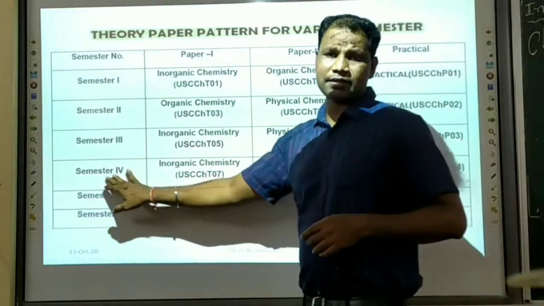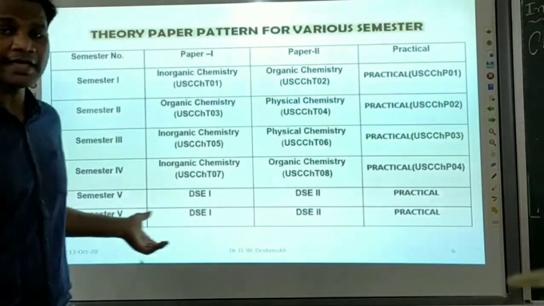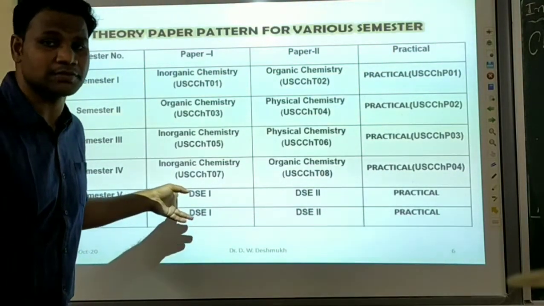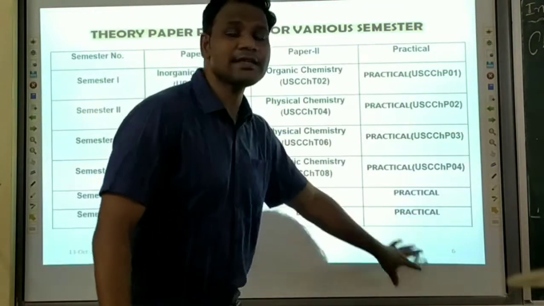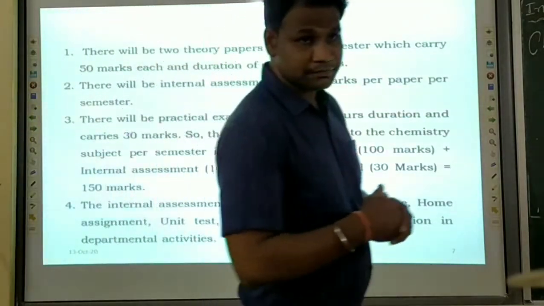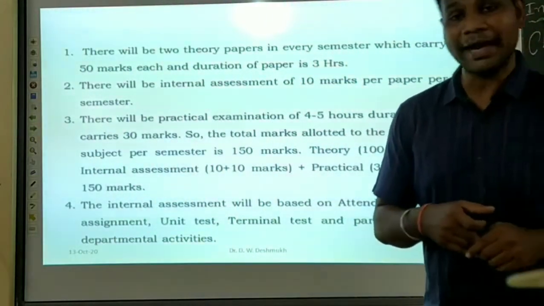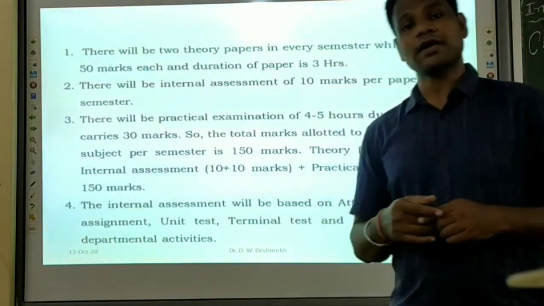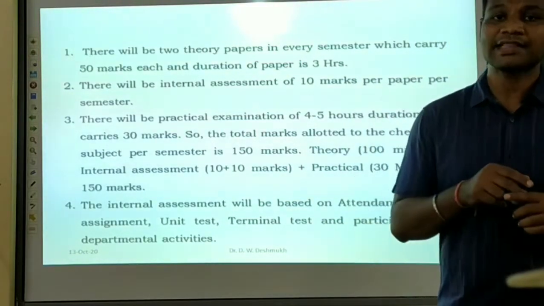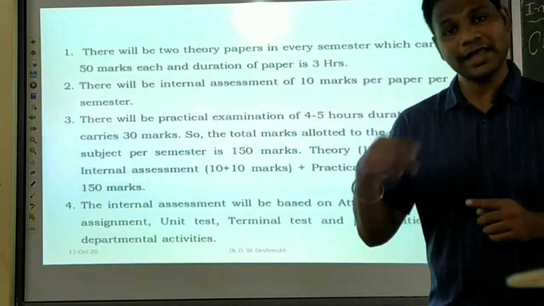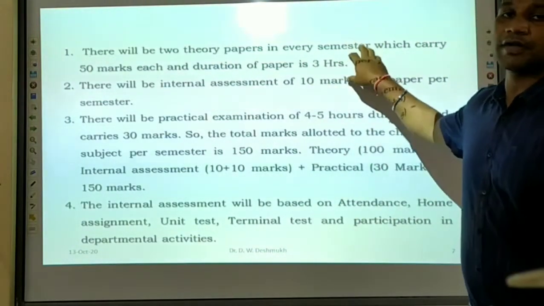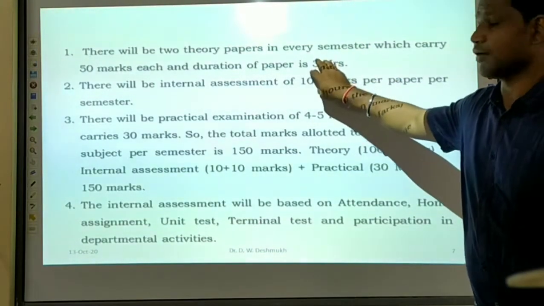Now as I have discussed in the last lecture, in presentation on choice based credit system, in final year there are discipline specific elective subjects, and along with that practicals in all 6 semesters. Now it is a very important slide. So what is your question paper pattern and examination pattern? So there will be 2 theory papers for each subject for 50 marks, and time for examination is 3 hours.